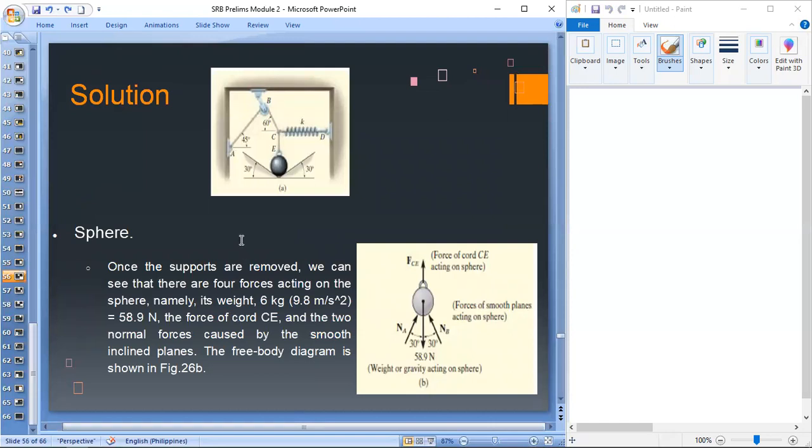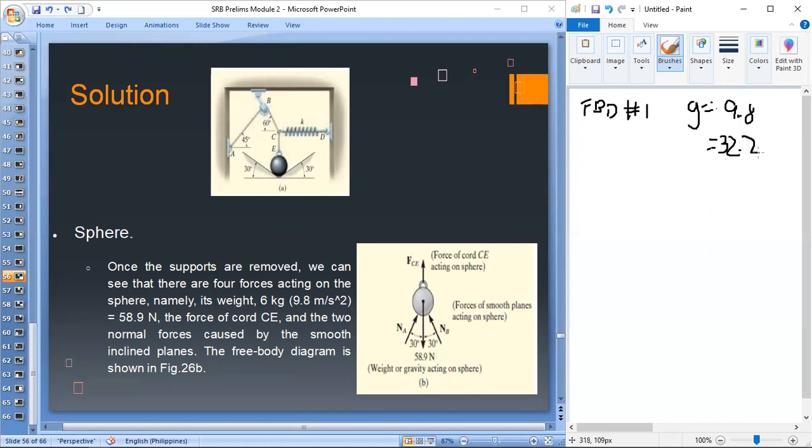And then, sa sphere natin, first is free body diagram number 1. So, once the supports are removed, we can see that there are four forces acting on the sphere. Namely, its weight is 6 kg times gravity. Sa gravity natin, 9.8 yung ginagamit natin lagi sa metric, and 32.2 sa foot-pound-second.